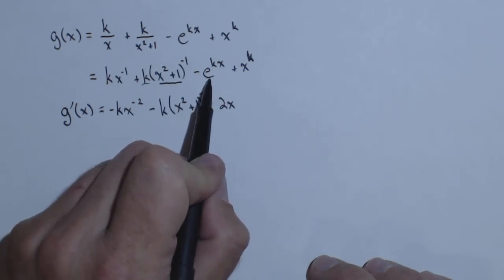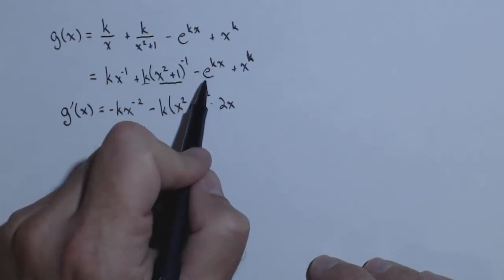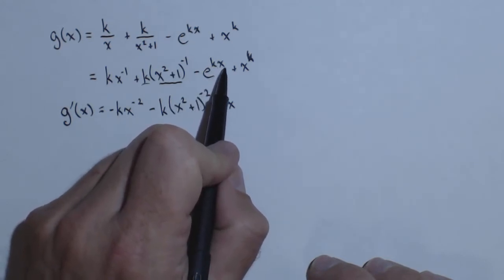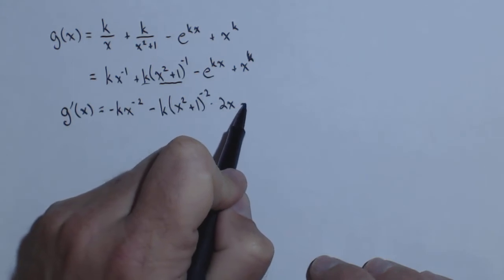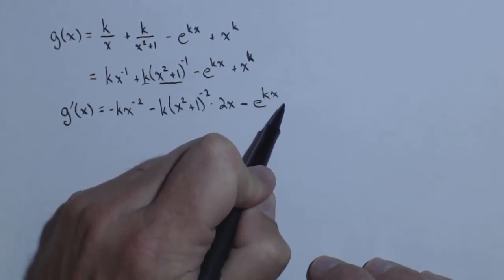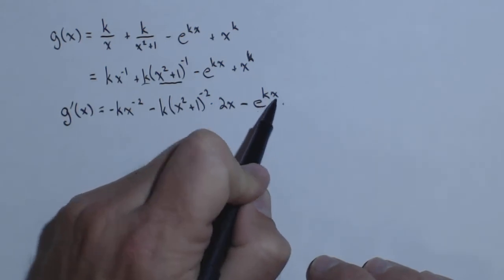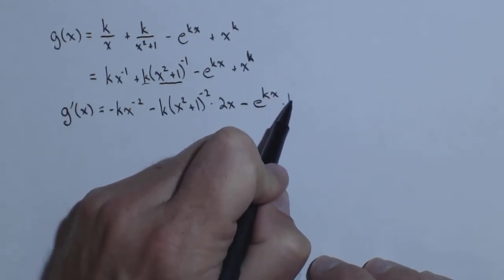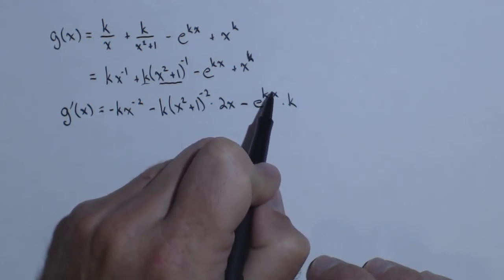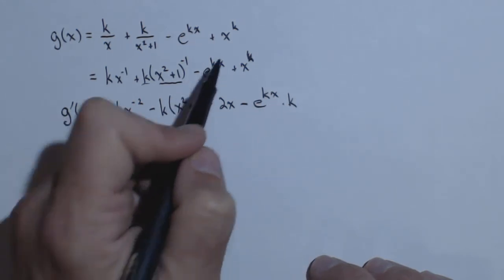Here I have an exponential, and exponentials always have themselves in the derivative, but because the exponent is more than just x, in fact it's k times x, it is going to be a chain rule. So I'm going to have minus, like I said, it's going to have itself in there, e to the kx times the derivative of the exponent. The derivative of k times x is just k, because this is basically a linear function. Derivative of a linear function is just the slope.